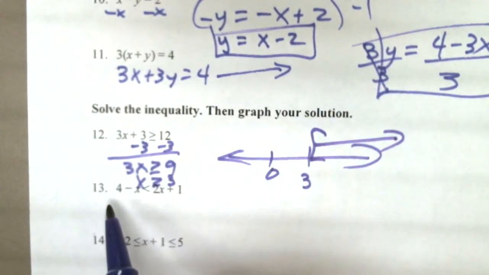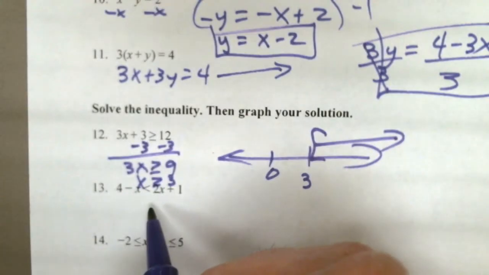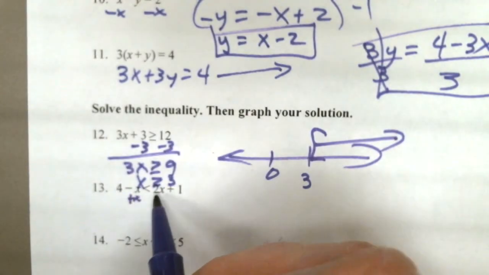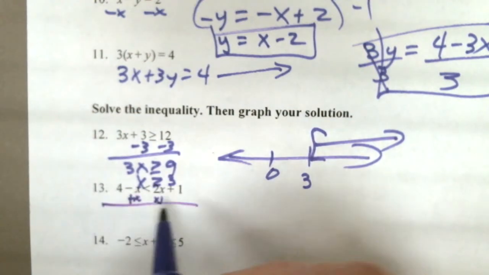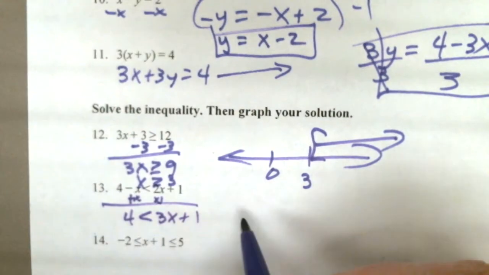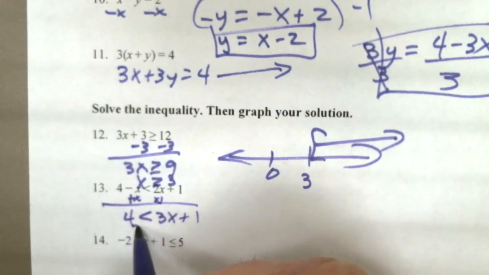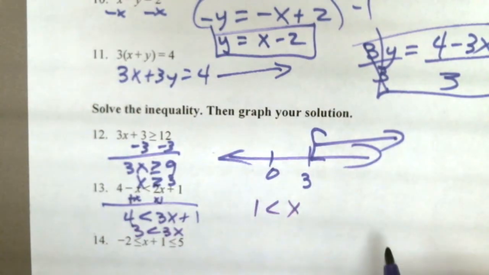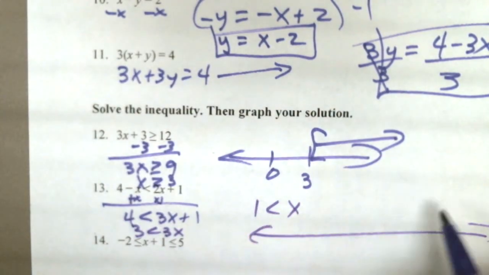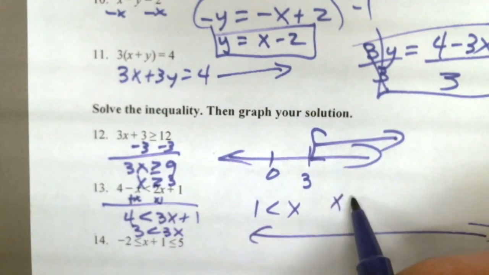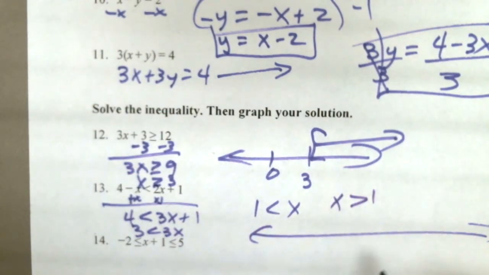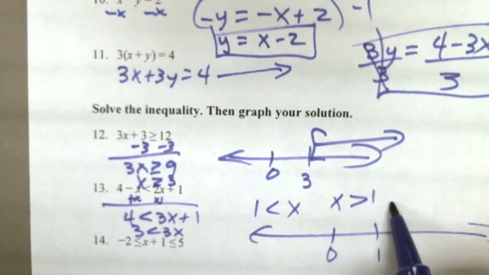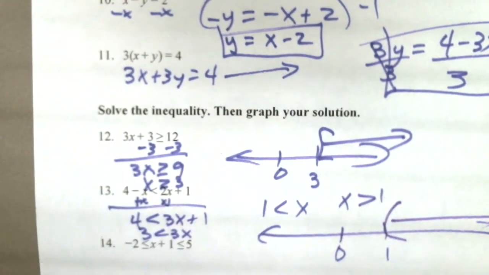Question number 13. Going to add x to both sides. And I get 4 is less than 3x plus 1. Minusing 1 from both sides gives me 3 is less than 3x, so I'm going to get 1 is less than x. I want to rewrite that because I'm used to having the x on the left, and I'm going to have x is greater than 1, parenthesis, heading to the right.